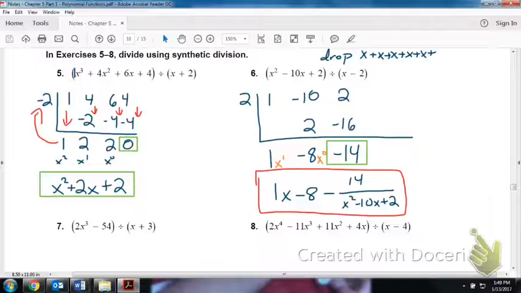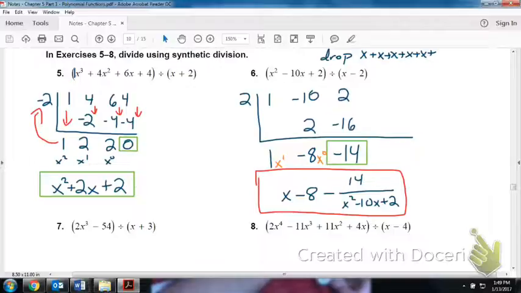because of the remainder. But to get the 1x minus 8, which, come to think of it, you don't really have to write 1x, last I checked. So I'm just going to go ahead and erase that. So it's x minus 8 minus 14 over x squared minus 10x plus 2, and this part right here simply came from that right there, okay?